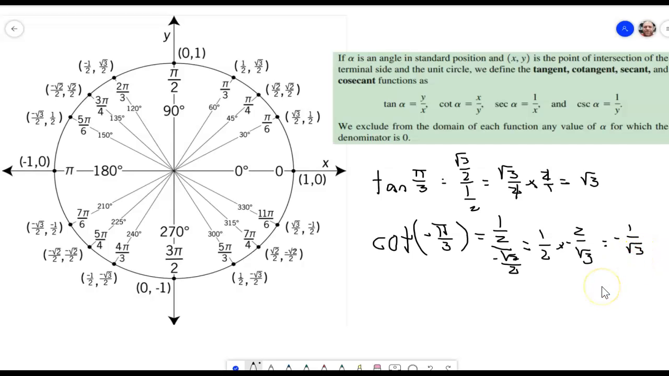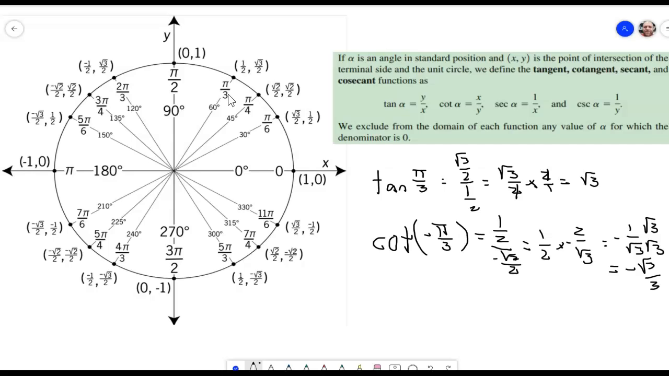And often what we like to do in math is we don't like to leave a root in the denominator, so we multiply the top and the bottom by the root to rationalize the denominator here. So we multiply the top and the bottom by root 3. So our final answer would be negative root 3 over 3. And that's how we would leave it right there.